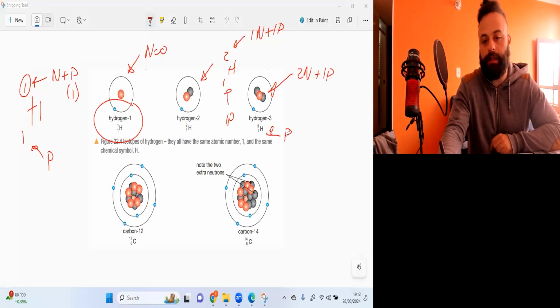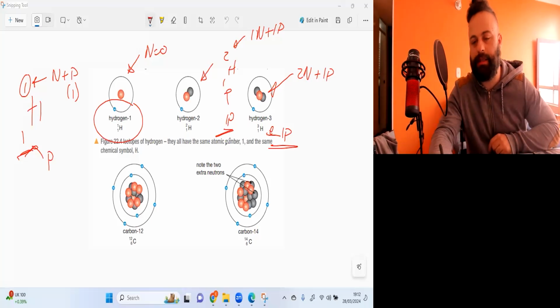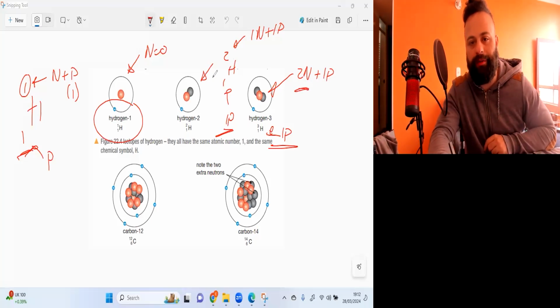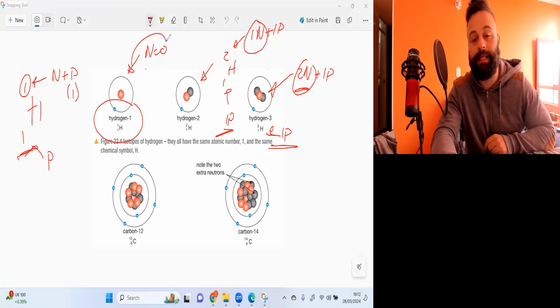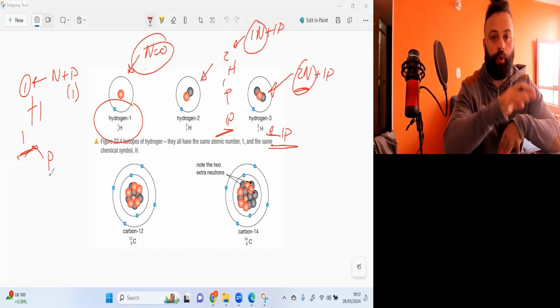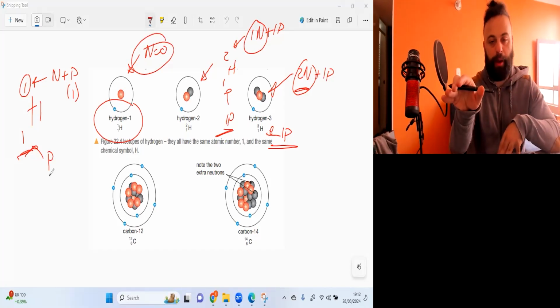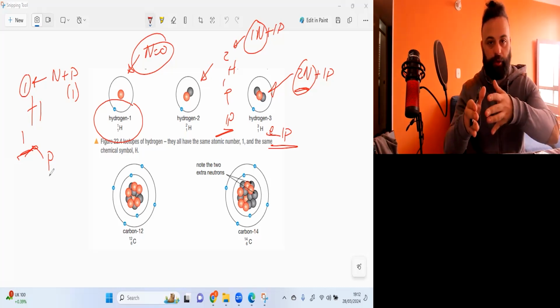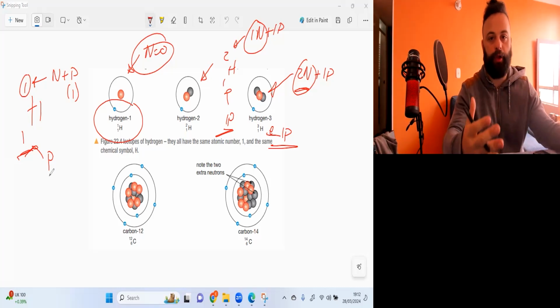Now, look at this. The proton number, the atomic number, always stays the same. But the number of neutrons, however, can change. So it could go from 2 neutrons, to 1 neutron, or in this case, even 0 neutrons. So an isotope of an element has the same number of protons, just a different number of neutrons.